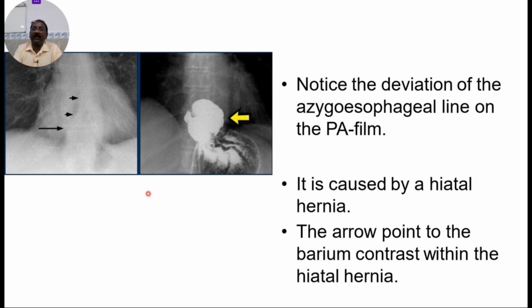See the deviation of the azygoesophageal line on the PA film. So here is the deviation. This deviation is caused by hiatus hernia. So advise them barium swallow. So hiatus hernia. So the arrow points to the barium contrast within the hiatus hernias.